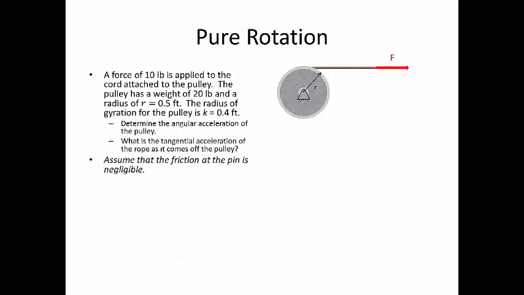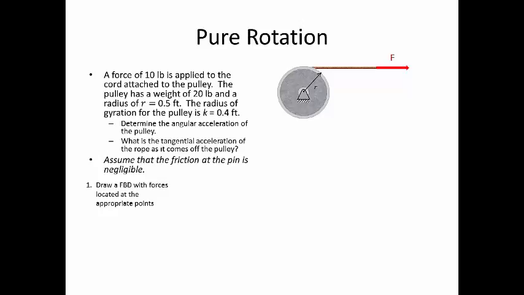Here's an example with some numbers. Let's look at one that's in pure rotation. We have a force of 10 pounds applied to the cord attached to the pulley. The pulley has a weight of 20 pounds and a radius of r equals 0.5 feet. The radius of gyration for the pulley is k equals 0.4 feet. We want to determine the angular acceleration of the pulley. Also, what is the tangential acceleration of the rope as it comes off the pulley? We're going to assume in this case that the friction at the pin is negligible.